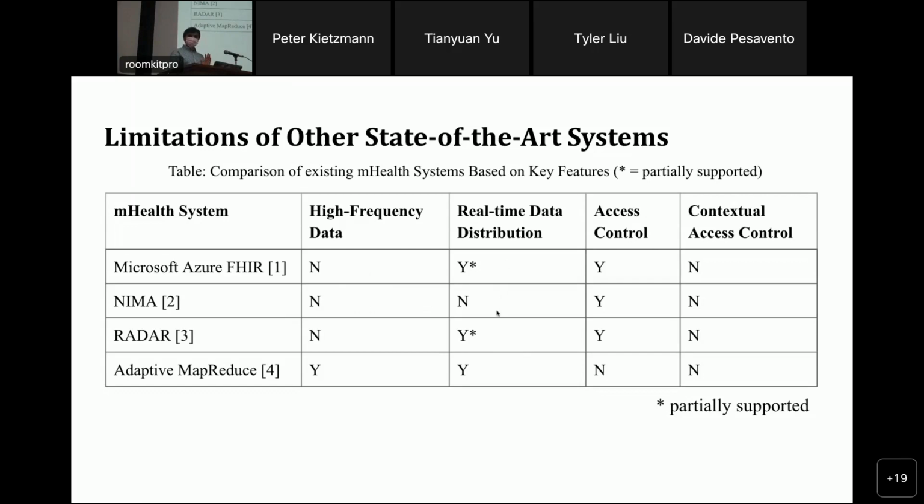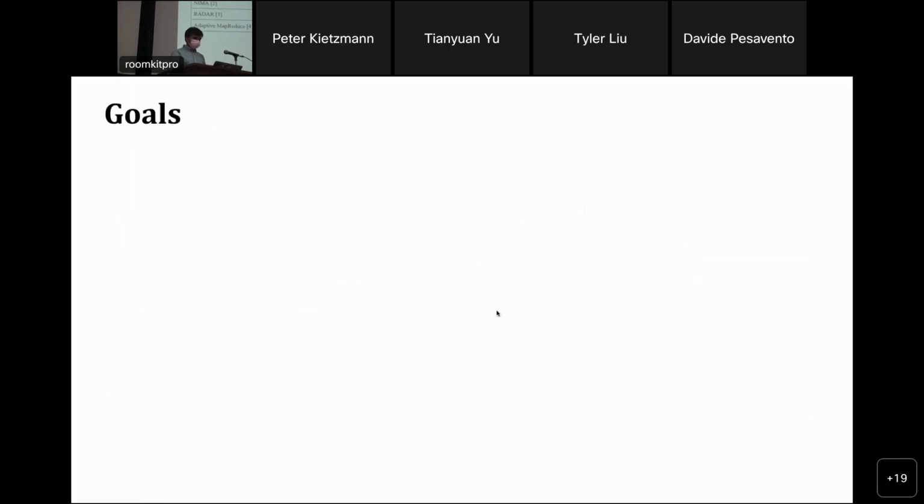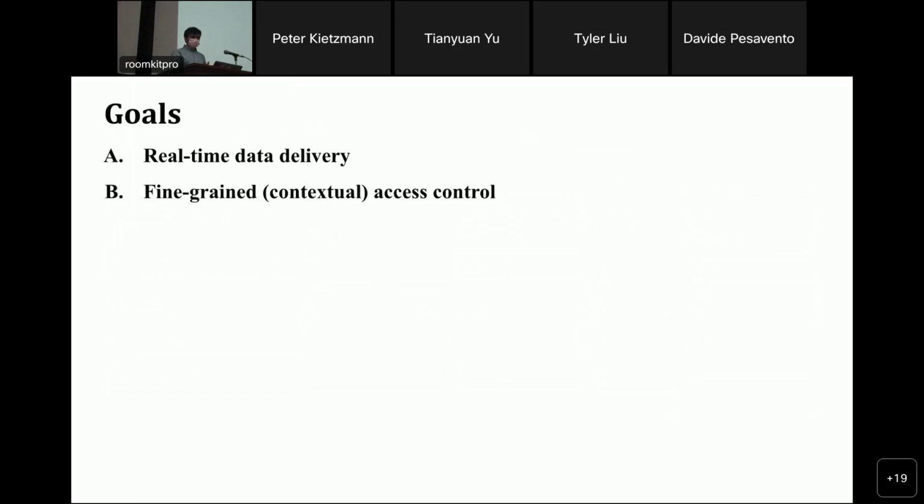So looking at all these limitations and data sharing challenges, we categorized our goal for this project as follows. We want to support real-time data delivery and also want to support fine-grained contextual access control.